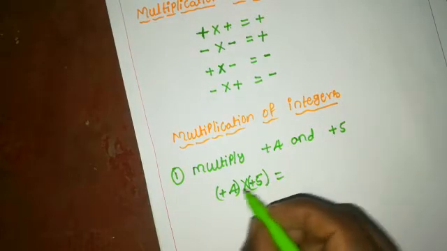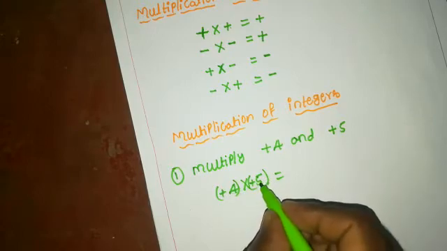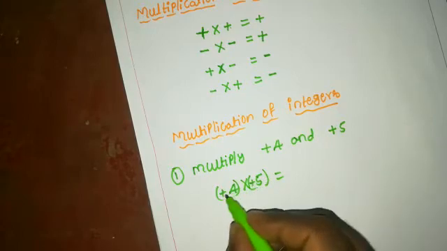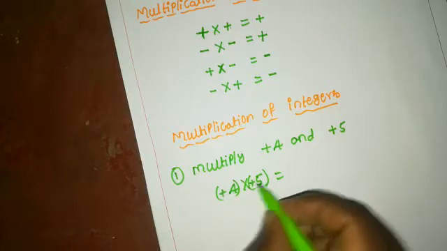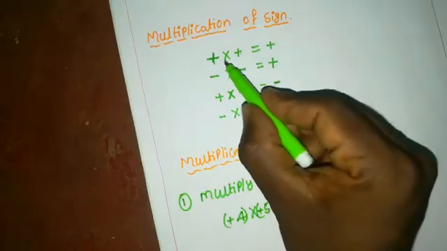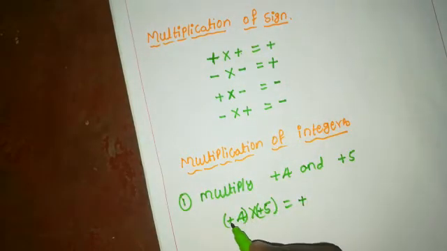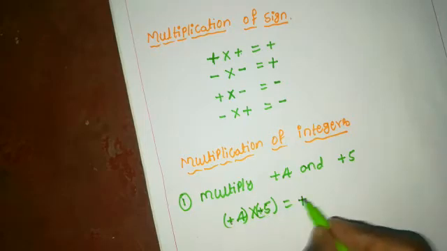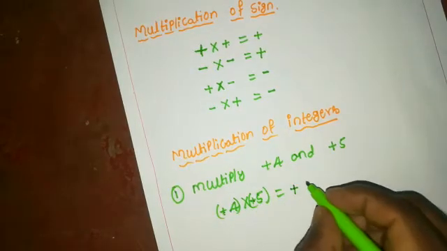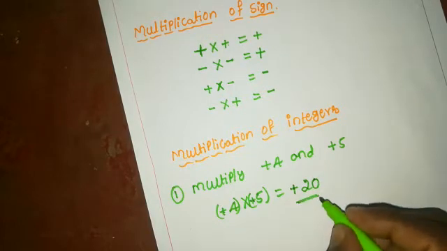At first we have to multiply the signs. We know how to multiply the signs. Here the two integers have positive signs, and when we multiply two positive signs, we always get positive. Plus into plus is plus. Now, 5 fours are how much? 20. So 5 fours are 20. Thus we multiply the integers.